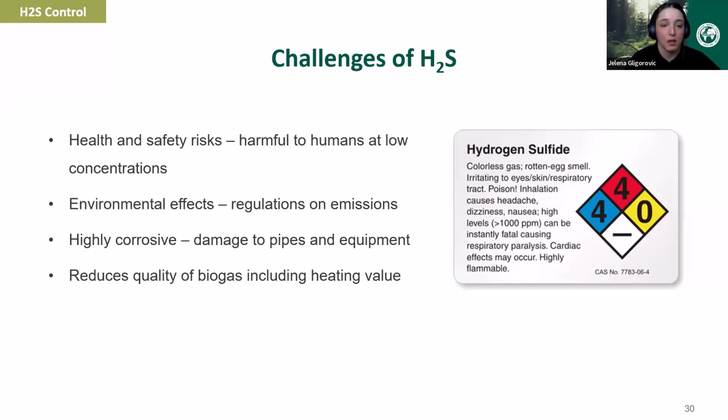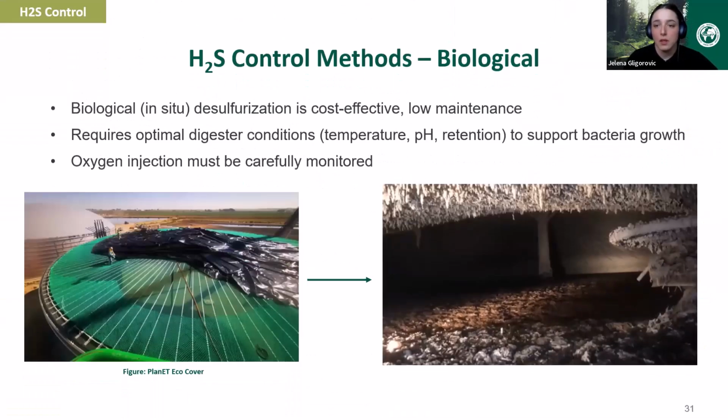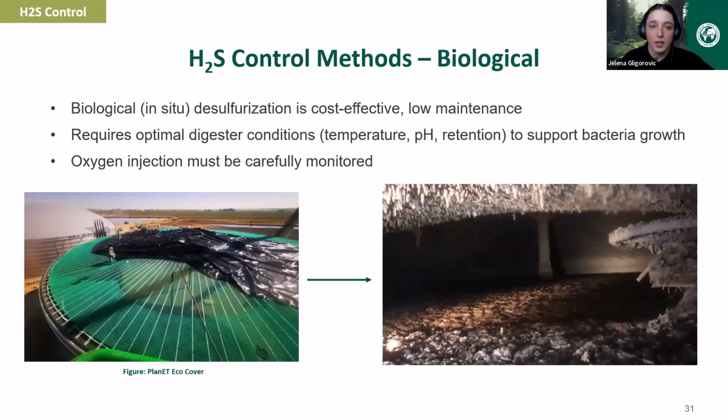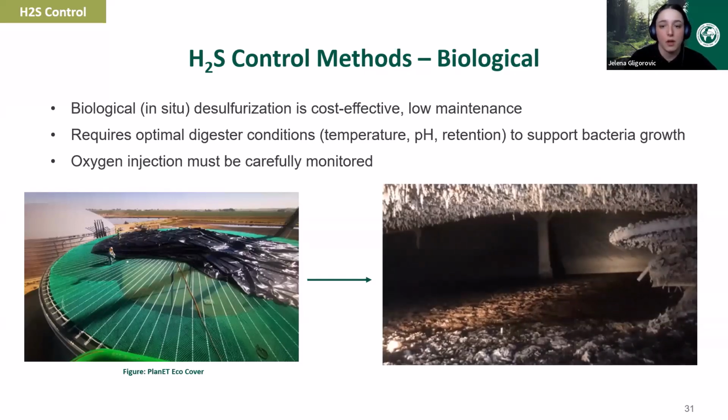It has an effect on the environment as well, and there are typically regulations on the emissions you can have for H2S. It's highly corrosive with damage to pipes and equipment, and can also reduce the quality of your biogas with the heating value. So reducing H2S is definitely a big concern for AD systems. There are two ways I'm going to be talking about reducing H2S. One of them is biological or in situ desulfurization. This is very cost effective and low maintenance.